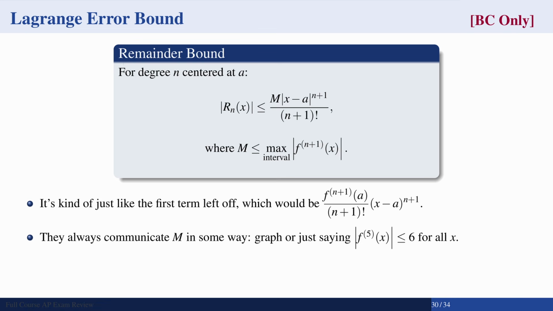They will always communicate M to you in some way, shape, or form. So they may give you a graph and you have to recognize that you need to take the absolute value of that graph and then find the maximum on the interval. They may just outright tell you the absolute value is always less than or equal to some value. They're going to find a way to tell you because they don't want to have to deal with 150,000 people coming up with their own value of M. They'd prefer to have a very clear choice for you to make.